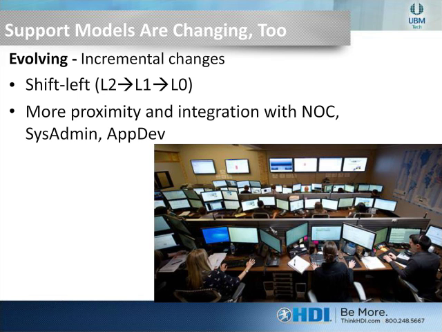So here's one of the changes that's taking place too, and it has to do with the physical location of the help desk or service desk. We already talked about shift left, pushing stuff down from level 2, level 1 out to level 0. But there's also physical proximity and integration with the network operations center, with system administration, with application development.